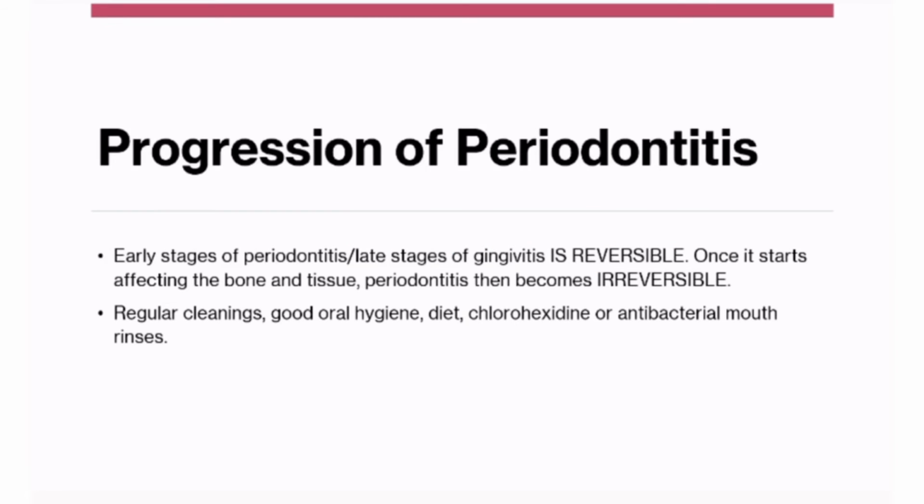The progression of periodontitis. In its early stages of periodontitis or the late stages of gingivitis, it is reversible. But once the disease starts to affect the bone and the tissue, periodontitis then becomes irreversible because we cannot grow back bone.